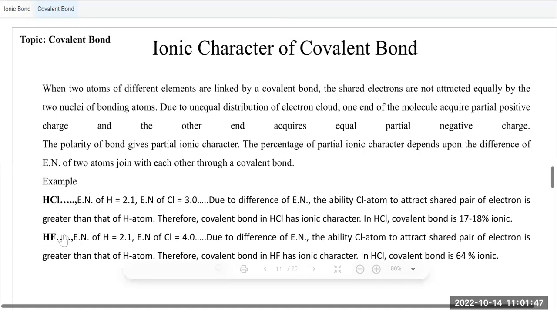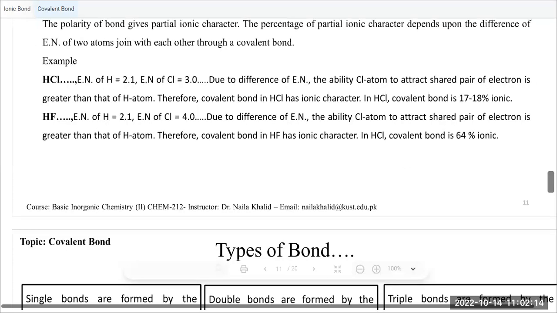The same concept applies to HF, where F has an electronegativity of 4.0 and the electronegativity difference is 1.9. If the electronegativity difference is high, then the ionic character is 64%. Here the electronegativity difference is low and the ionic character is 17 to 18%.